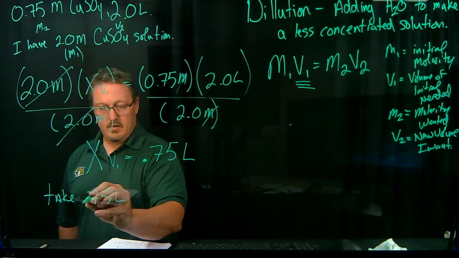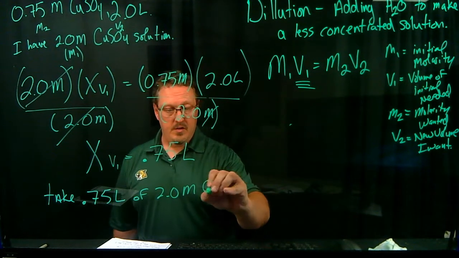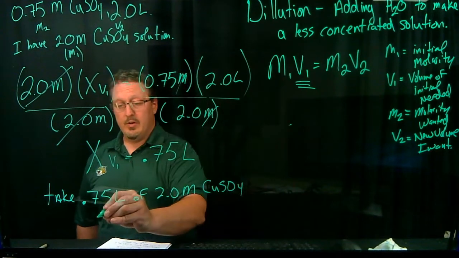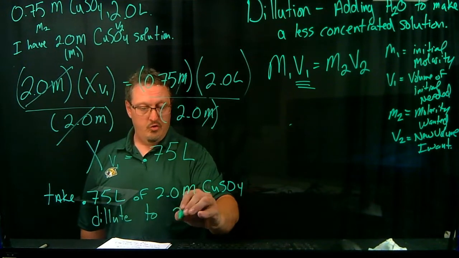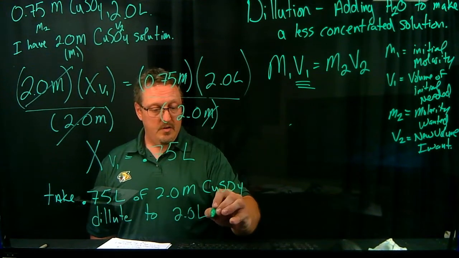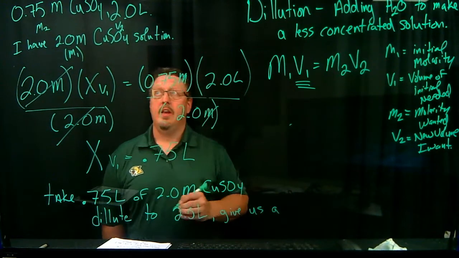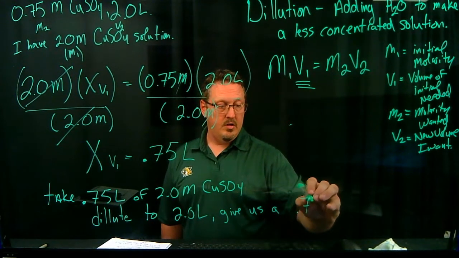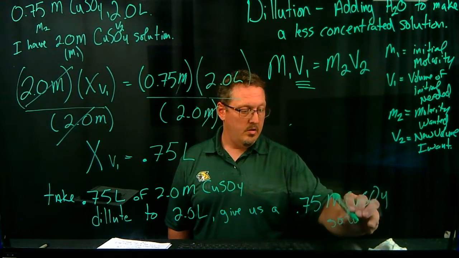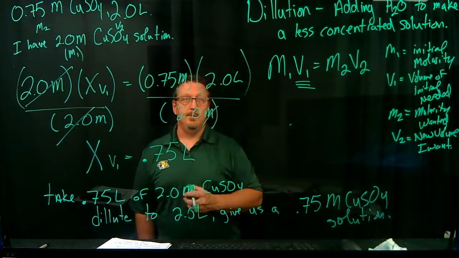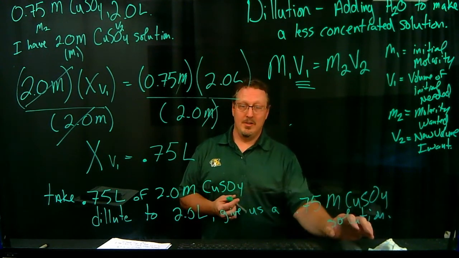So in this case, I'm going to take 0.75 liters of 2.0 molar CuSO4, and then we're going to dilute it to 2.0 liters, and that will give us a 0.75 molar CuSO4 solution. So that's how dilutions work. Okay. Yeah. There we go. So cool.